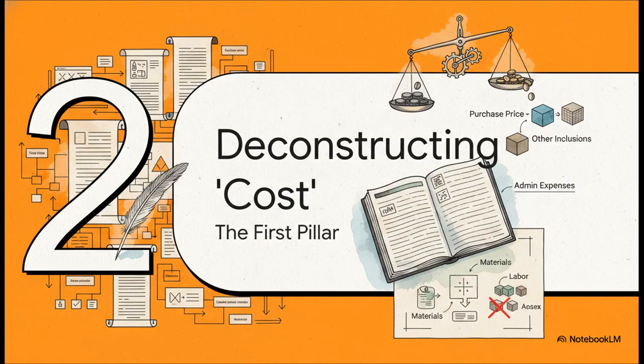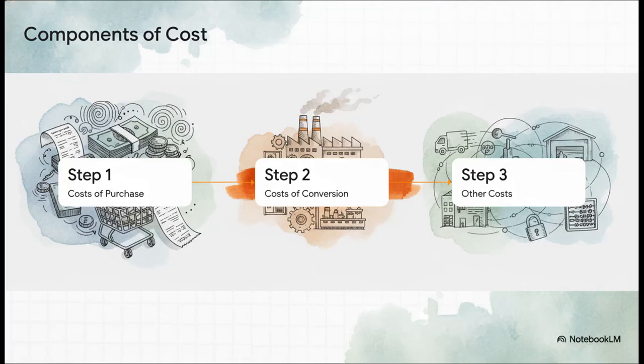So, with the scope clearly defined, we can now tackle the first pillar of measurement, determining cost. And as the standard makes very clear, cost is far more than just what's on the purchase invoice. It's a very prescriptive buildup of specific, defined components. The standard breaks it down for us pretty logically into three buckets.